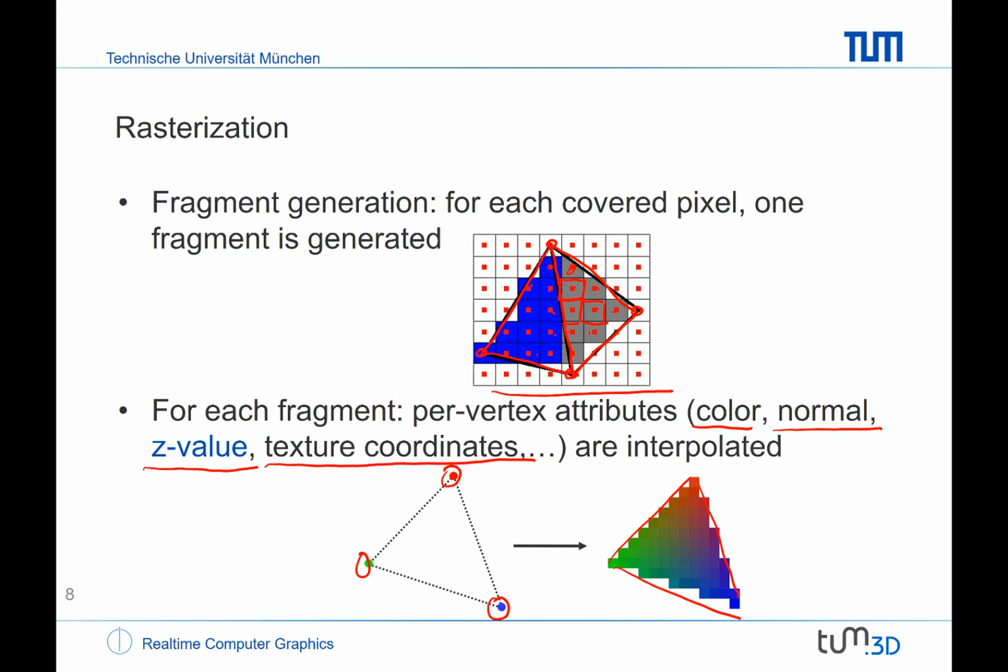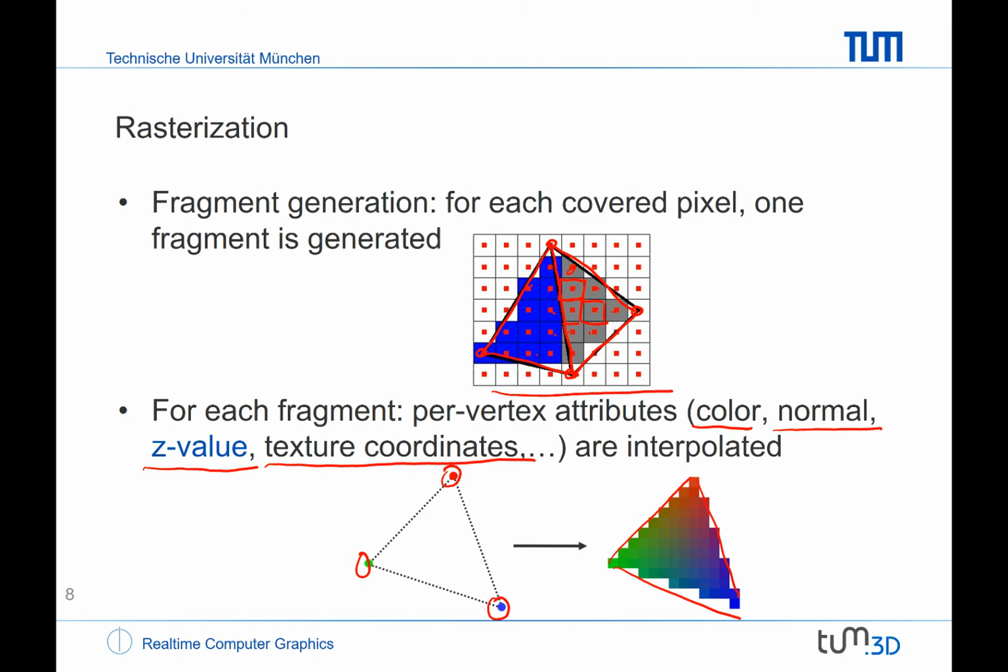The Z value comes out of the vertex shader stage, where the transformation of the vertices is performed. And then the rasterizer, by doing the division by the homogeneous coordinate W, and then doing the viewport transformation, keeps that Z value, and then interprets the Z value as any other per vertex attribute, and interpolates the Z value also across the triangle to the fragments. And why this is necessary, we will see in a second.